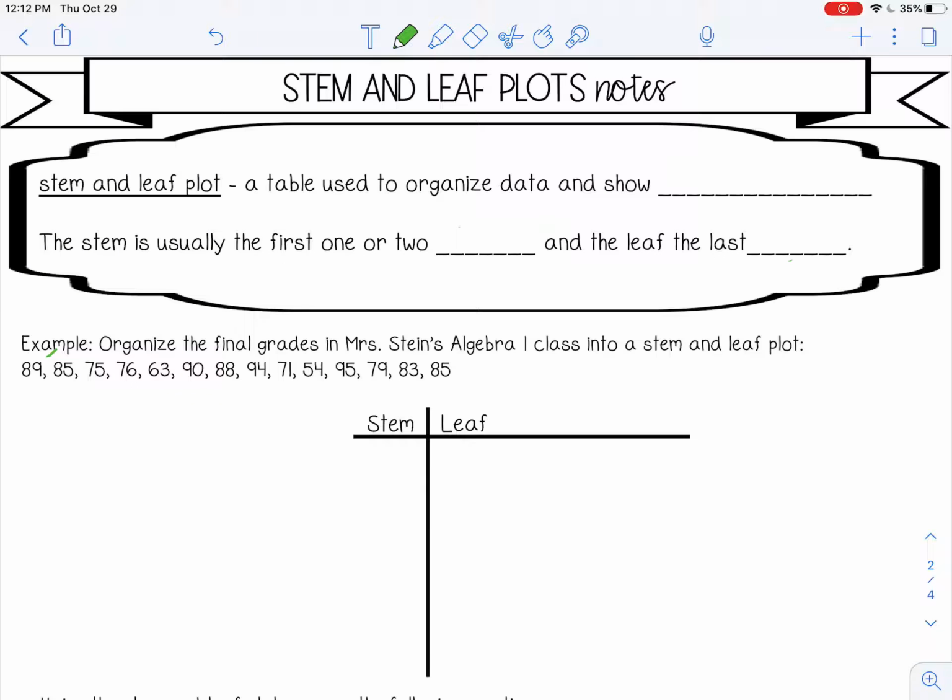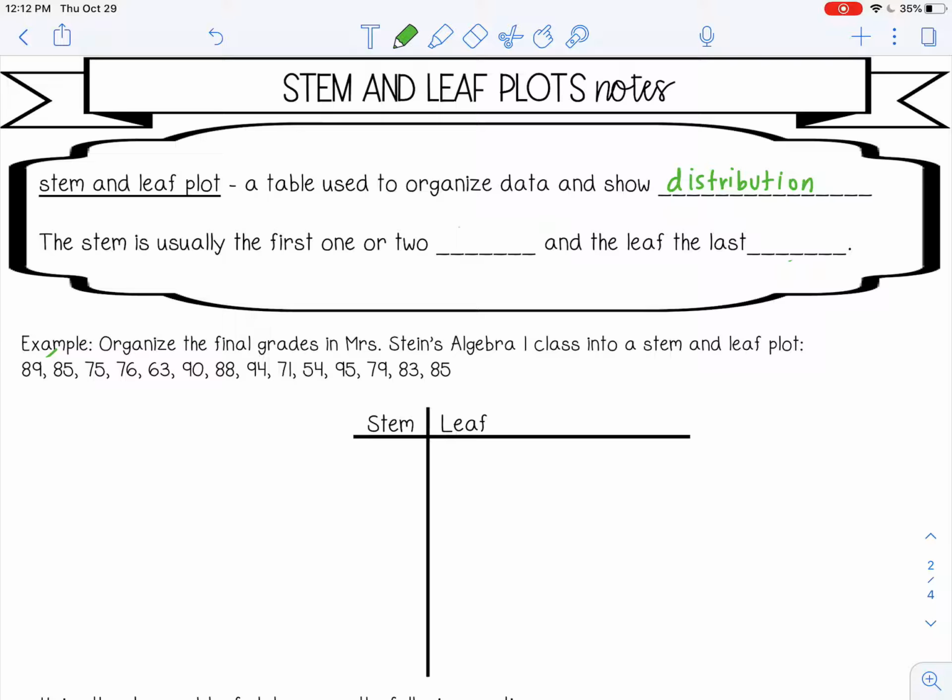Welcome to this lesson on stem and leaf plots. A stem and leaf plot is a table used to organize data and show distribution. And all distribution means is, are the numbers all close together? Are they all really spread out? Are they all really close to one specific number? The stem and leaf plot will show that with its shape.